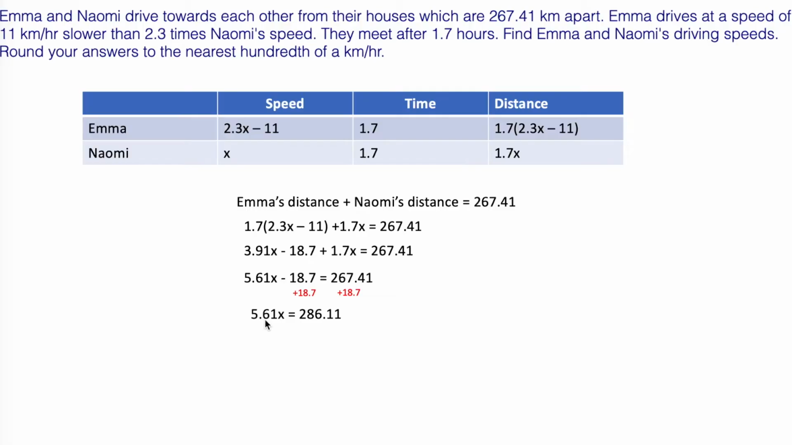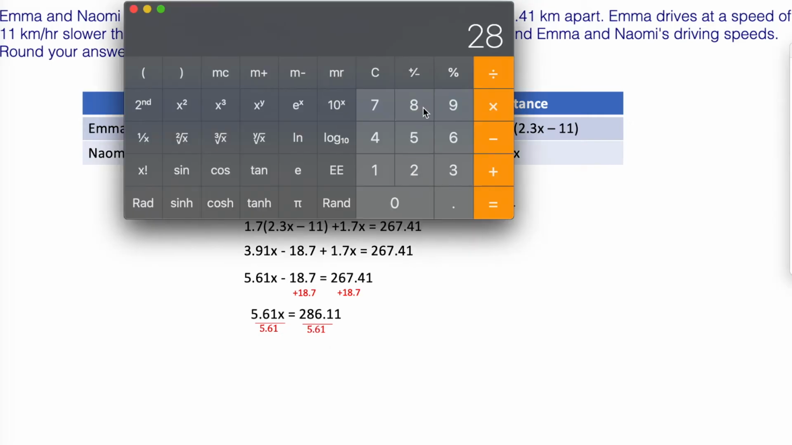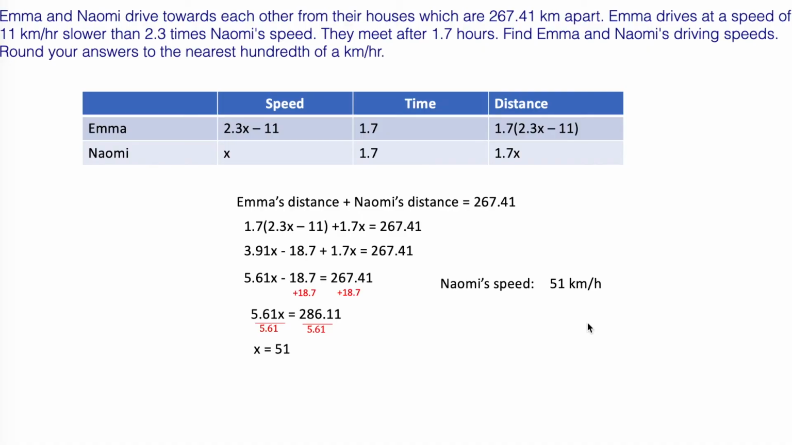It's being multiplied by 5.61, so I'm going to divide both sides by 5.61. I'm dividing by 5.61 to cancel it out, but if I divide the left-hand side by 5.61, I also have to divide the right-hand side by 5.61. 286.11 divided by 5.61 is 51. Naomi's speed is 51.